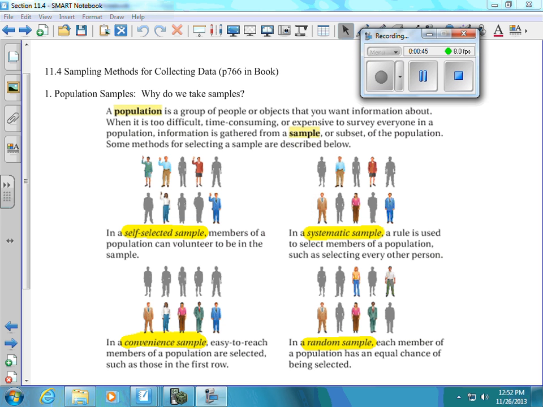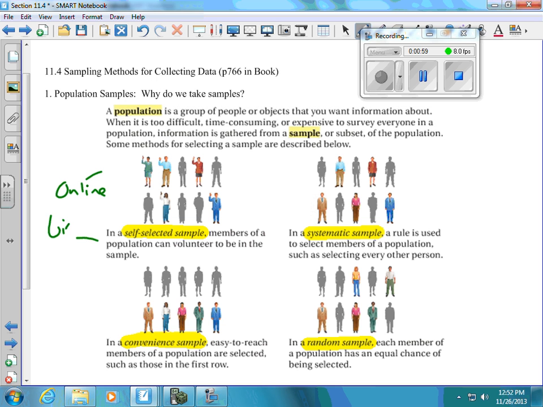Self-selected: members of a population can volunteer to be in the sample. Volunteering, basically online surveys, things like that. These are examples of self-selected. These are always biased because if you're not forced to respond, it is a biased sample. That means only people with strong opinions one way or the other will respond.